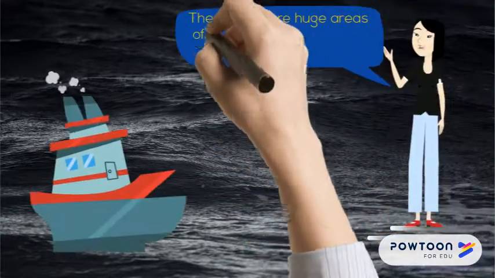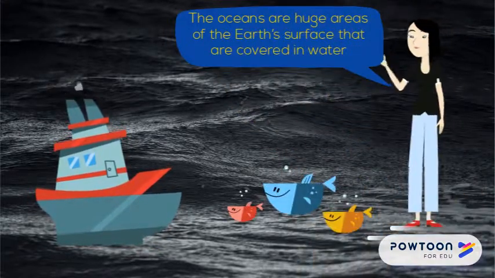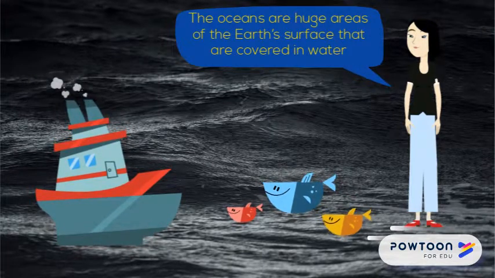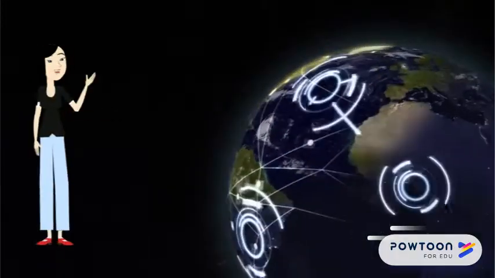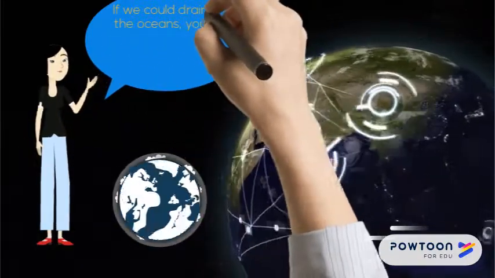The oceans are huge areas of the earth's surface that are covered in water. The oceans are lower than the continents. They are like huge basins that have filled up with water. If we could drain the oceans, we would see that the crust goes underneath them.